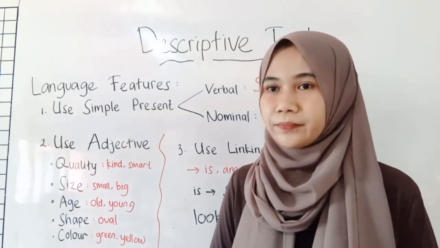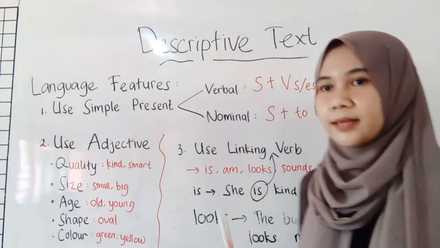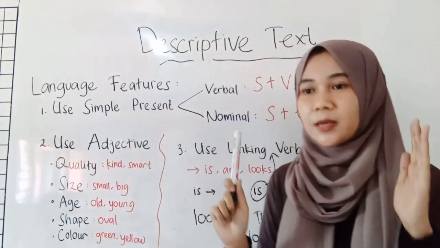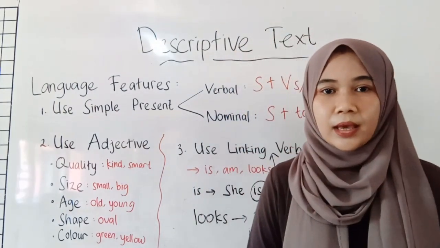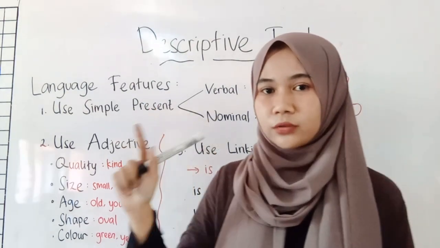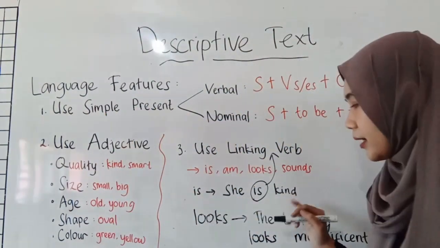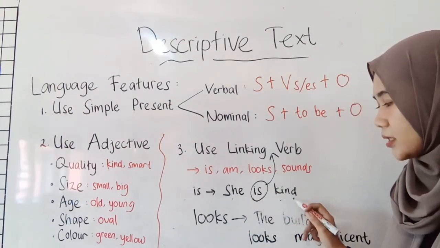Yes, Alpha? I'm still confused with linking verb. Oh, okay. Linking verb is a verb that connects the subject with information or description about the subject, that is called the subject complement. Subject complement can be a noun, pronoun, or adjective. From this example, she is kind. She here is subject and kind is adjective.